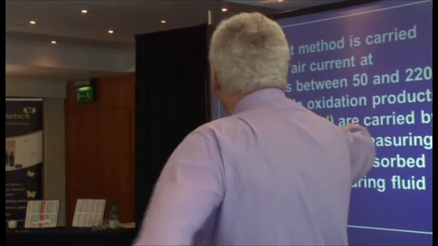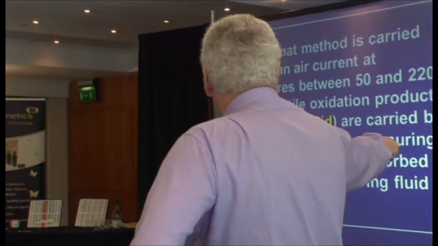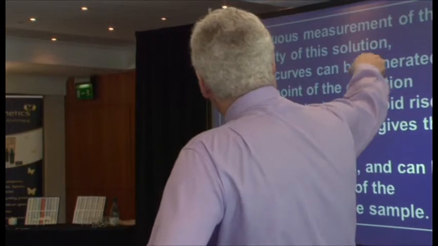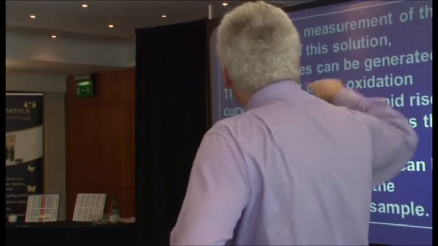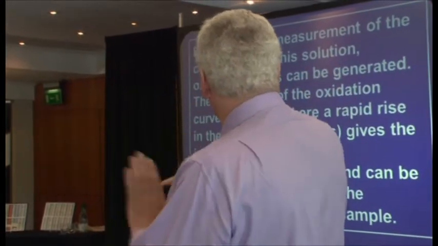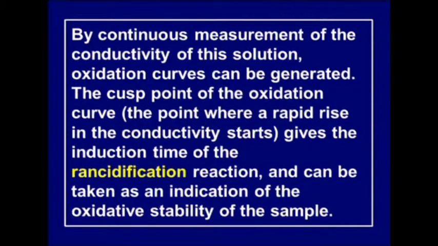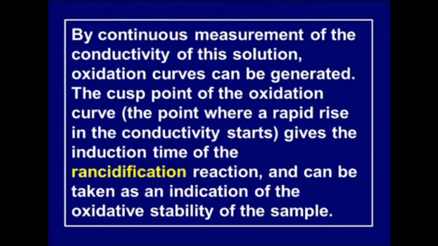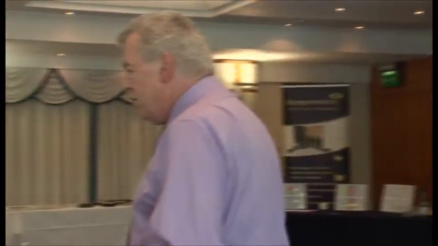Formic acid is a carbon 1. The air current carries them into the measuring vessel where they're absorbed or dissolved in the measuring fluid. By continuous measurement of the conductivity of this solution, oxidation curves can be generated. The cusp point of the oxidation curve, the point where a rapid rise in conductivity starts, gives the induction time of the rancidification reaction and can be taken as an indication of the oxidative stability.